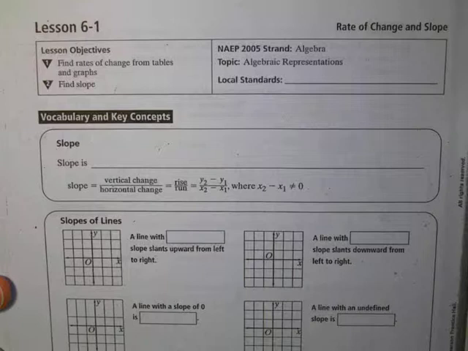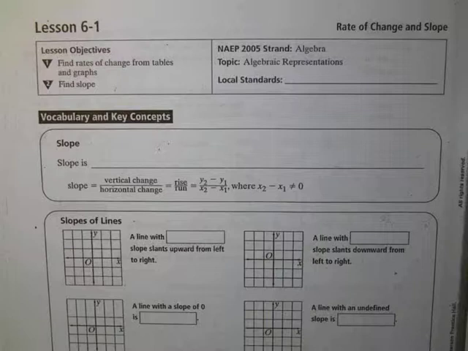Bandu's Math Movies. We are beginning our Chapter 6, which is basically going to involve graphing mostly linear equations. Our objectives in this lesson are to find rates of change from tables and graphs and find slope. So this is lesson 6-1 again for algebra.